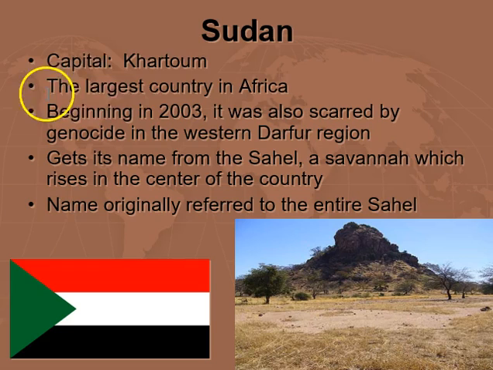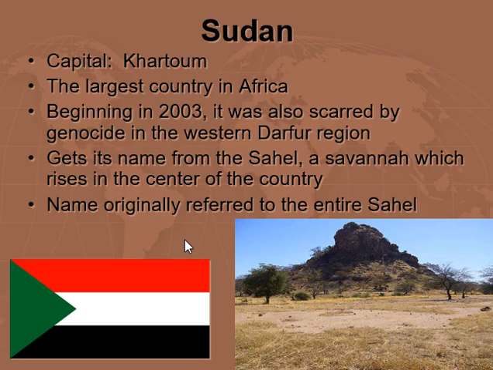You need to know that Sudan is the largest country in Africa by area. So that is a test question. Beginning in 2003, it was also scarred by genocide. So genocide did happen in the Sudan, in the Darfur region. Also a test question. Sudan gets its name from the Sahel, a savanna which rises in the center of the country. Also a test question. And originally, the name Sudan referred to that entire area or the entire Sahel. That is also a test question.